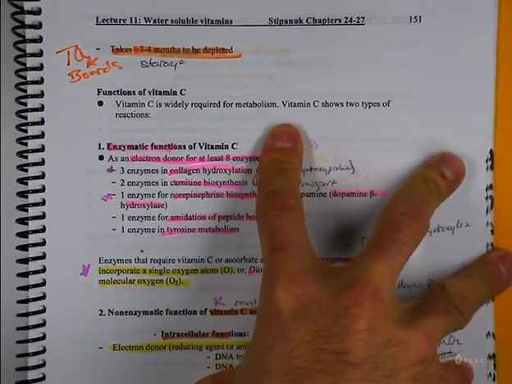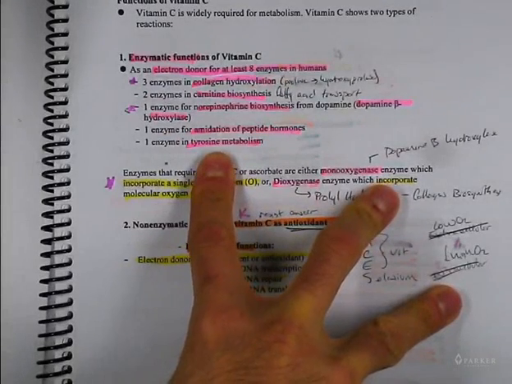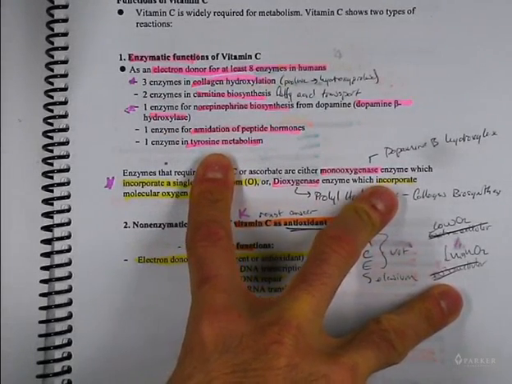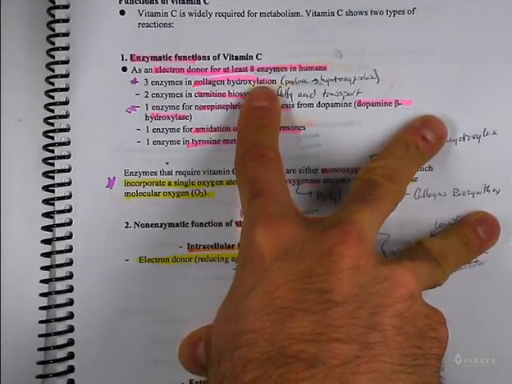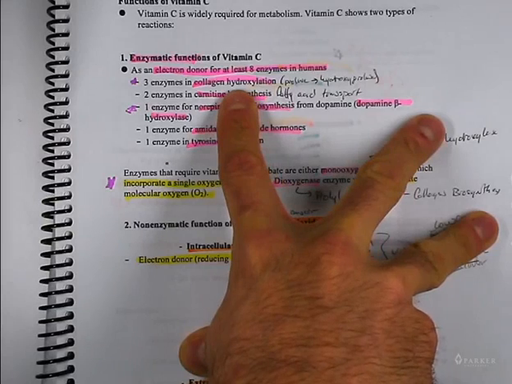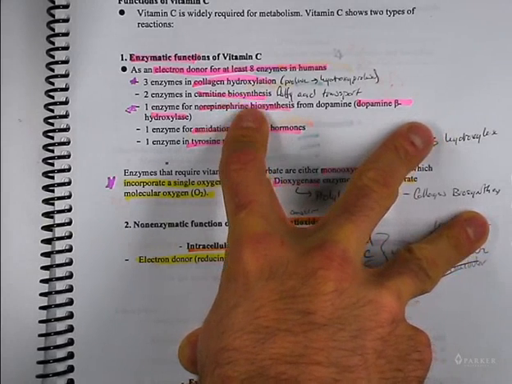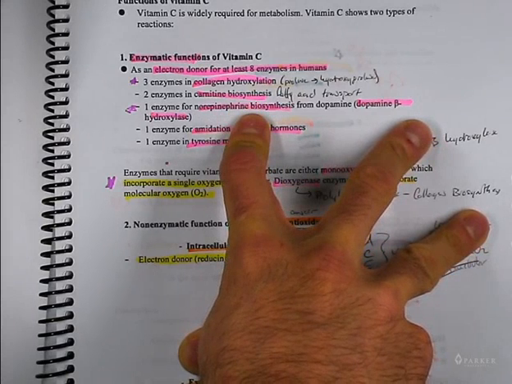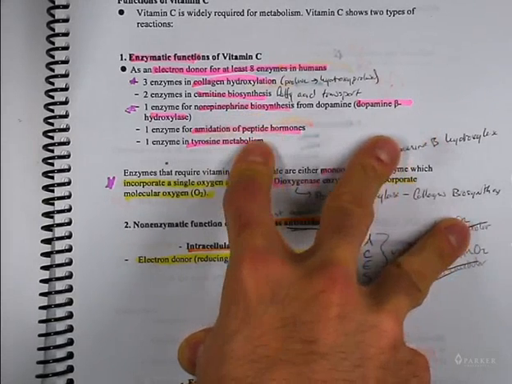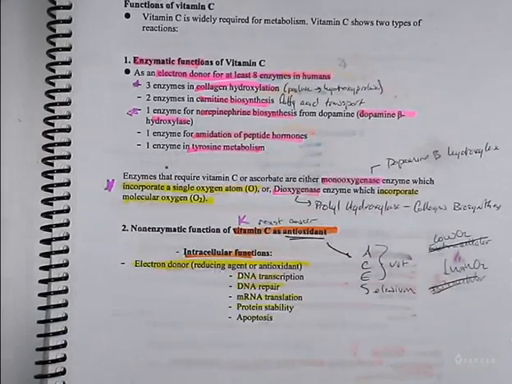Vitamin C is widely required for metabolism. This is a list of everything that vitamin C does. It does a tremendous amount of stuff. Electron donor for at least 8 enzymes. I would TQ and star collagen hydroxylation. It does carnitine biosynthesis. I would TQ and star norepinephrine biosynthesis. And it does amidation and tyrosine metabolism.